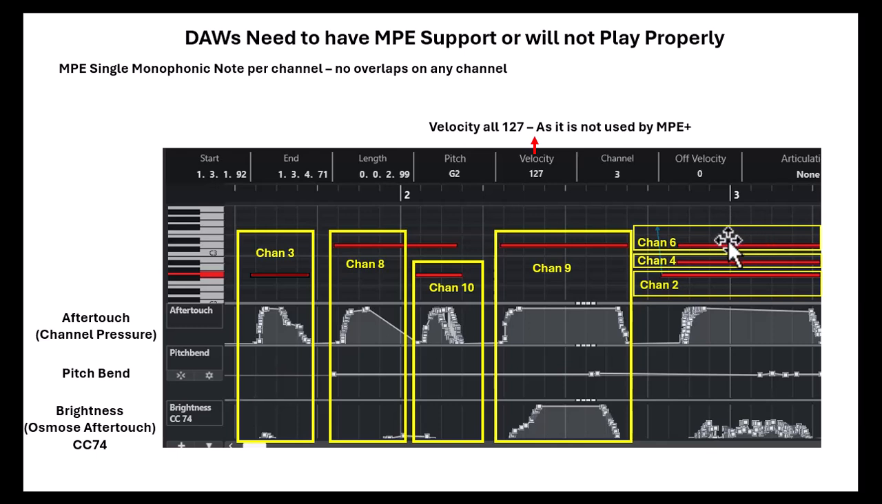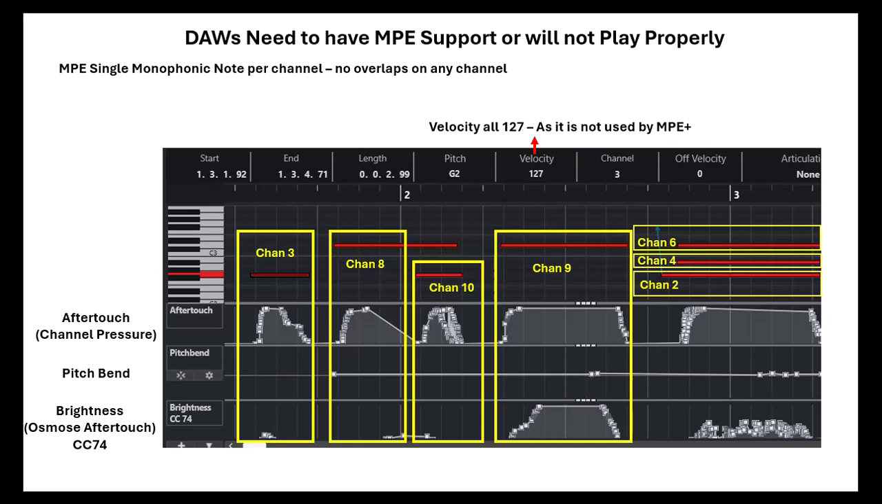If I play a chord using MPE output, each note in the chord is going to get its own channel. In this way, note per channel applies. You'll never have anything more than a single monophonic note per channel.